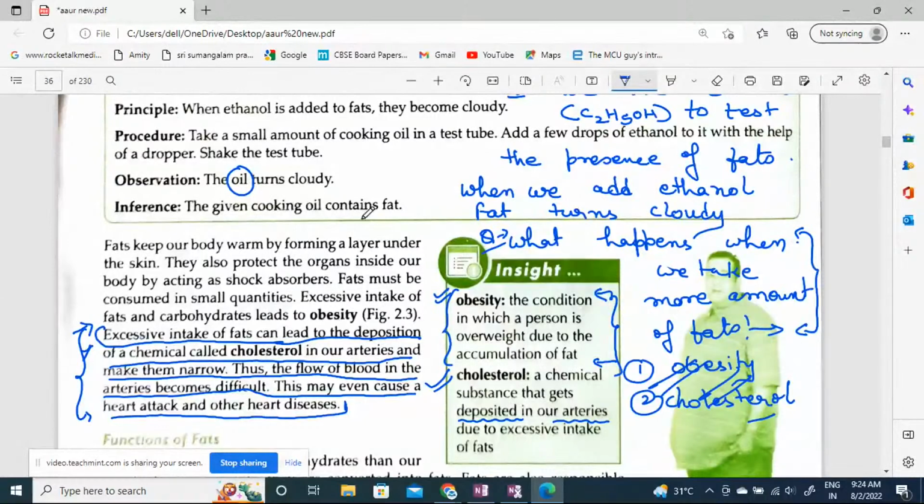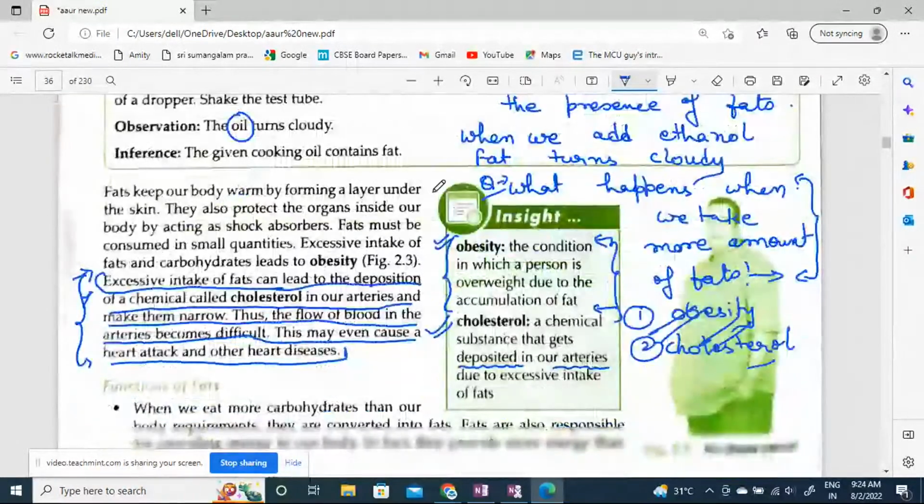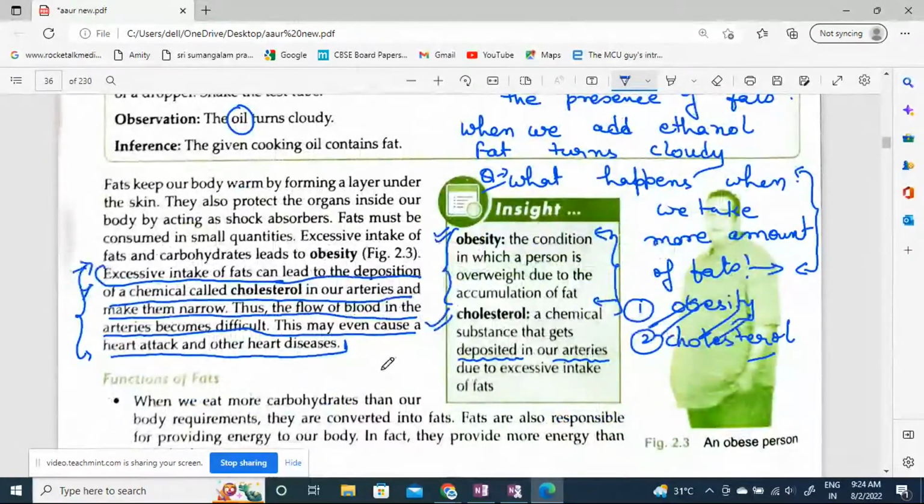Right, the definition of cholesterol as well. No, it doesn't ask that. I think the question is just what happens when we take an excessive amount of fat.